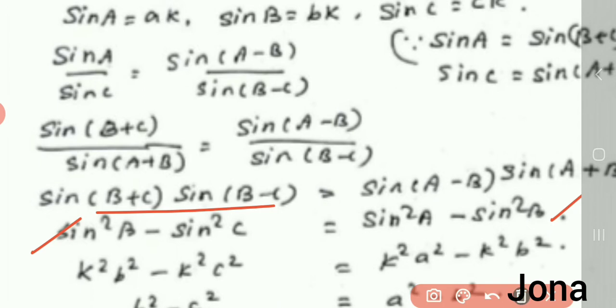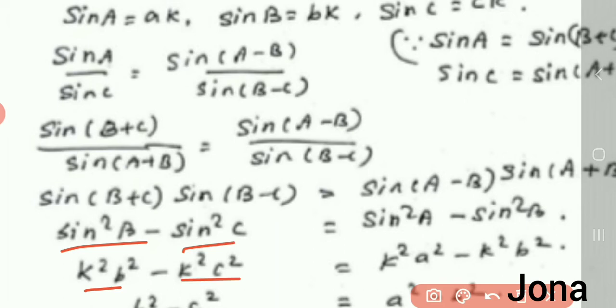Here I want to substitute everything. Sin square B is K square b square, and sin square C is (Kc) the whole square, that is K square c square, equal to sin square A, which is K square a square, minus sin square B, which is K square b square. Then we can simplify this. On both sides K is common, so K will be cancelled on either side. The remaining thing is b square minus c square equals a square minus b square.